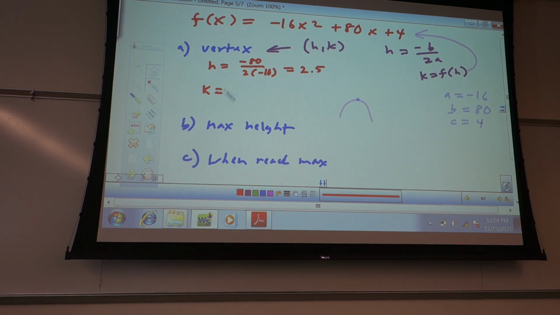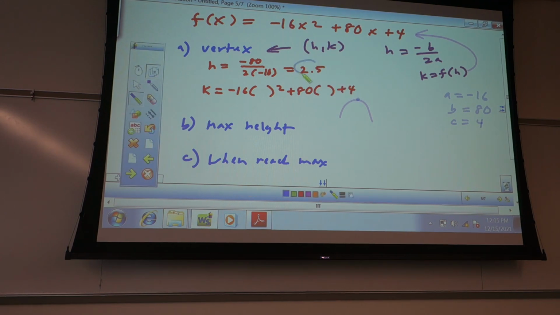Okay, and you should doubt yourself, because on the exam, I have to give you something that's like a half or a quarter, or a whole number. I'm not going to give you something like 0.66666. So then my K is when I put in H for X. So negative 16 something squared plus 80 times something plus 4. What am I going to put in there? 2.5.